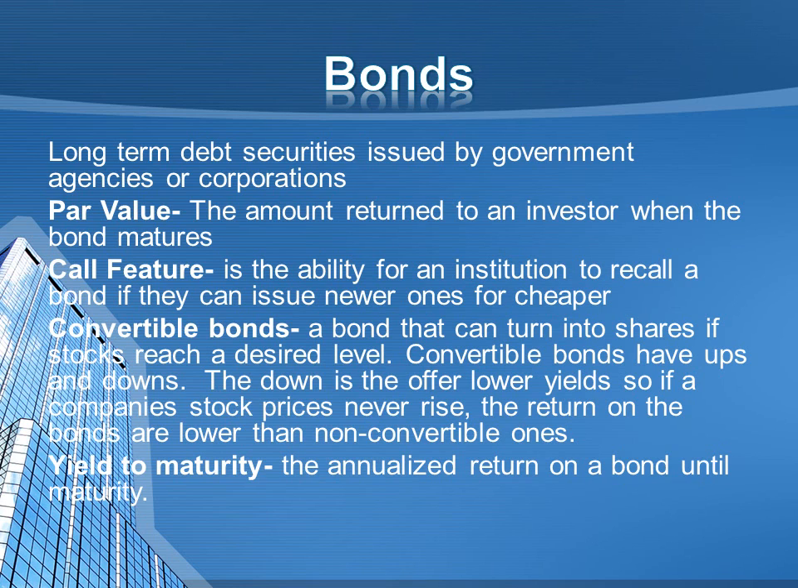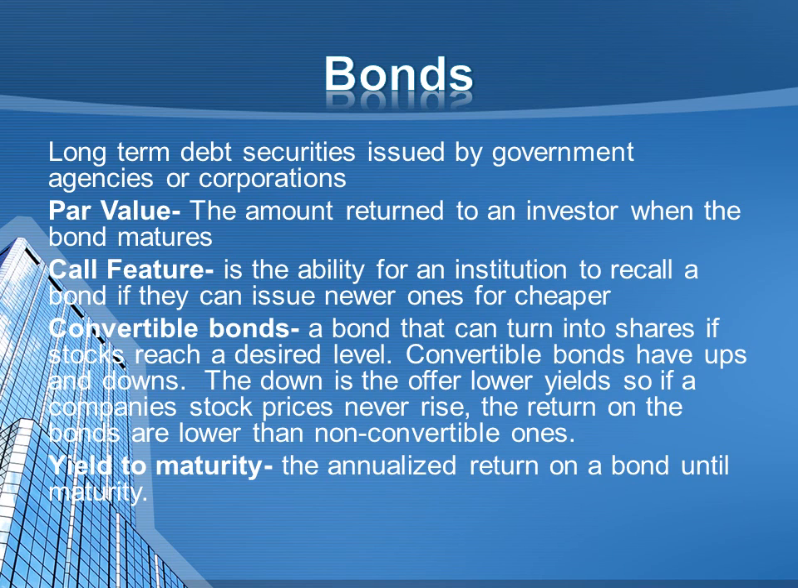What is a bond? A bond is a long-term debt security issued by a government agency or corporations. You've heard me say par value a lot in several other slides, but here's the exact definition. Par value is the amount returned to an investor when a bond matures. So if you bought a bond at $9,500 and when it matures you get $10,000 back, the par value of that bond is $10,000.